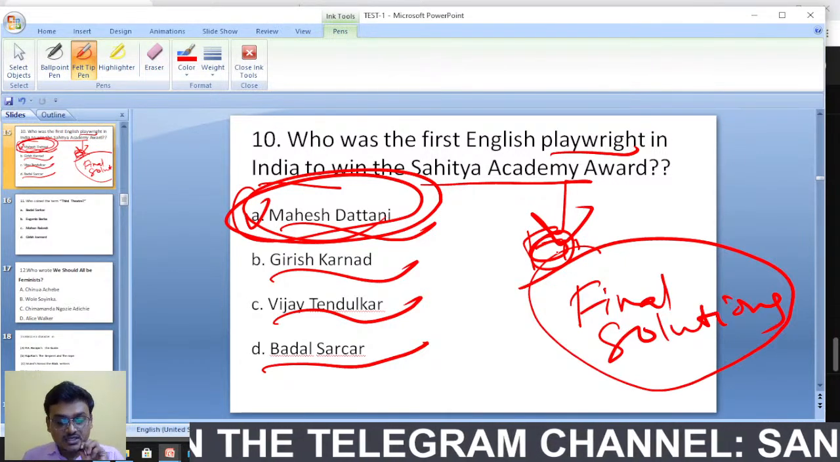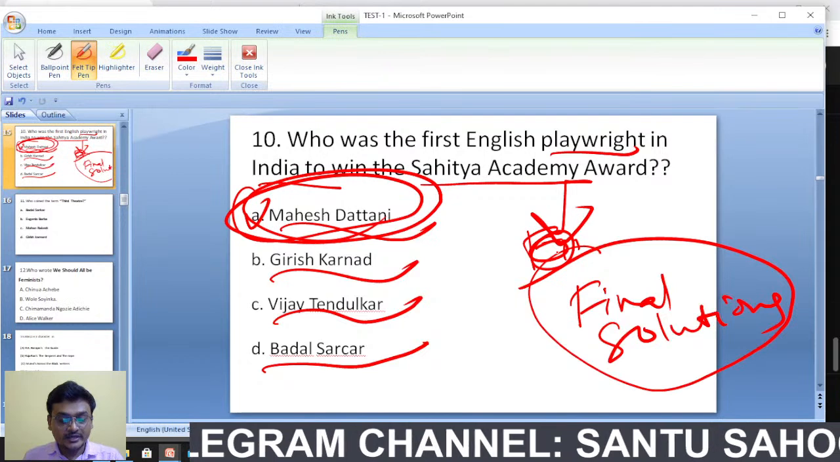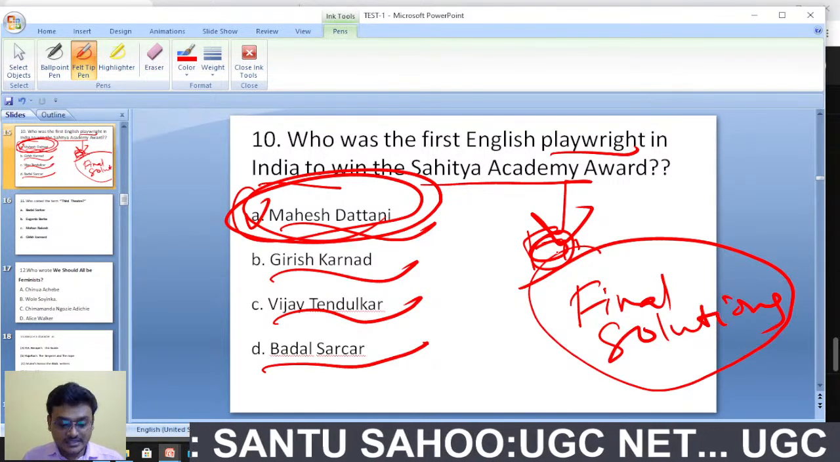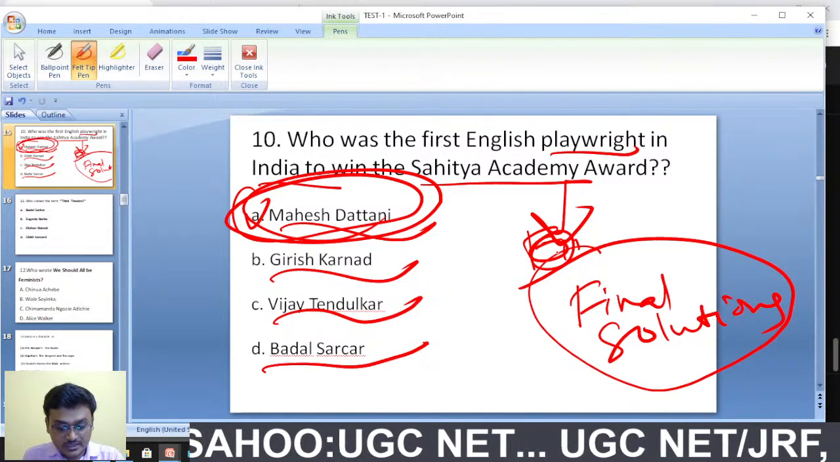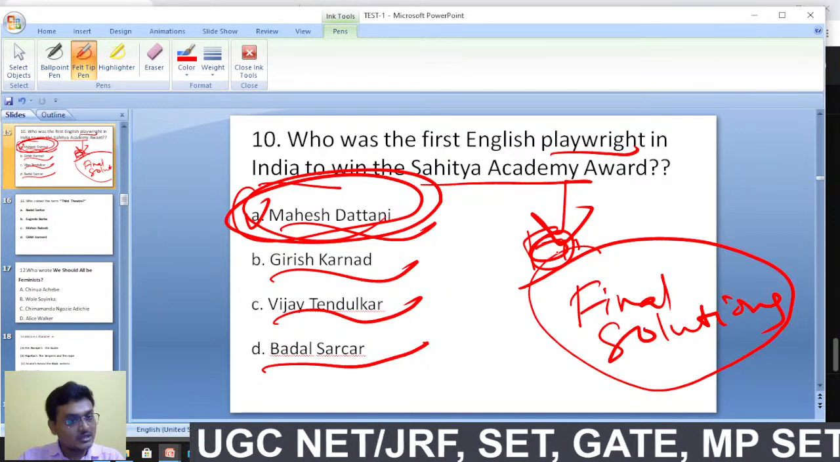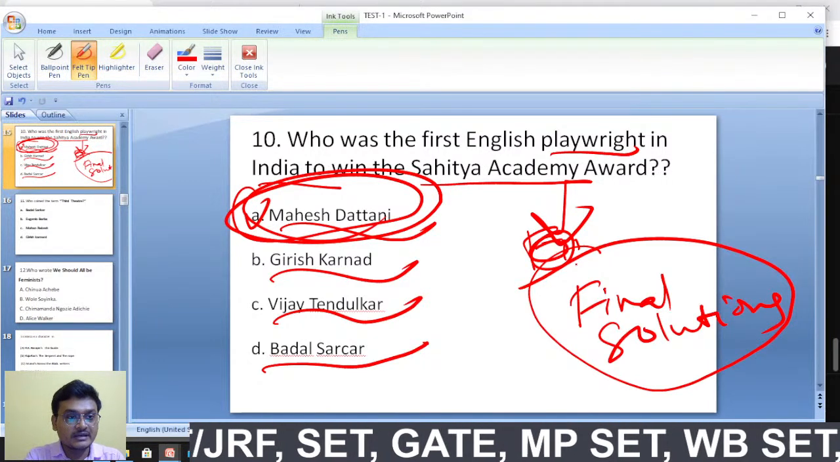Jayanta Mahapatra. Exactly, Jayanta Mahapatra was the first Indian poet to receive the award. He is from Odisha and recently passed away. So Jayanta Mahapatra was the first Indian poet to receive the Sahitya Academy Award. Excellent. Moving on to question number 11 here.